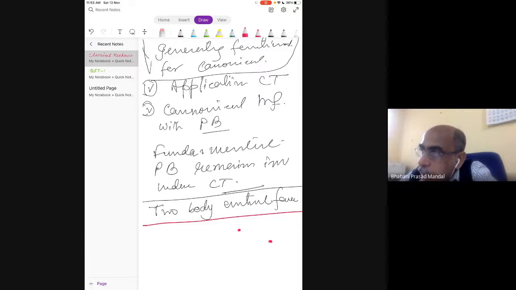It may be like a hydrogen atom. In a hydrogen atom, there is the electron and proton. It is a bound state. So the hydrogen atom itself is a two-body problem.